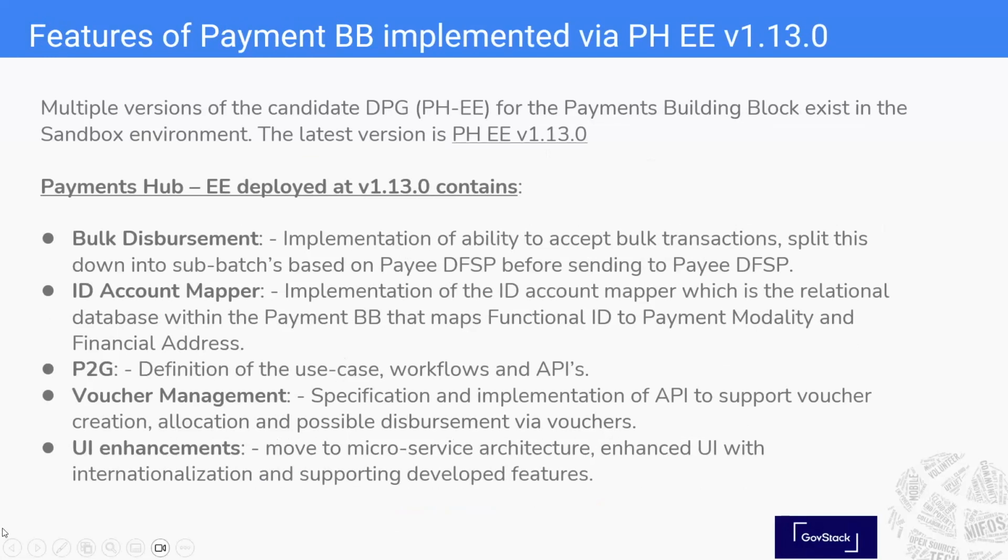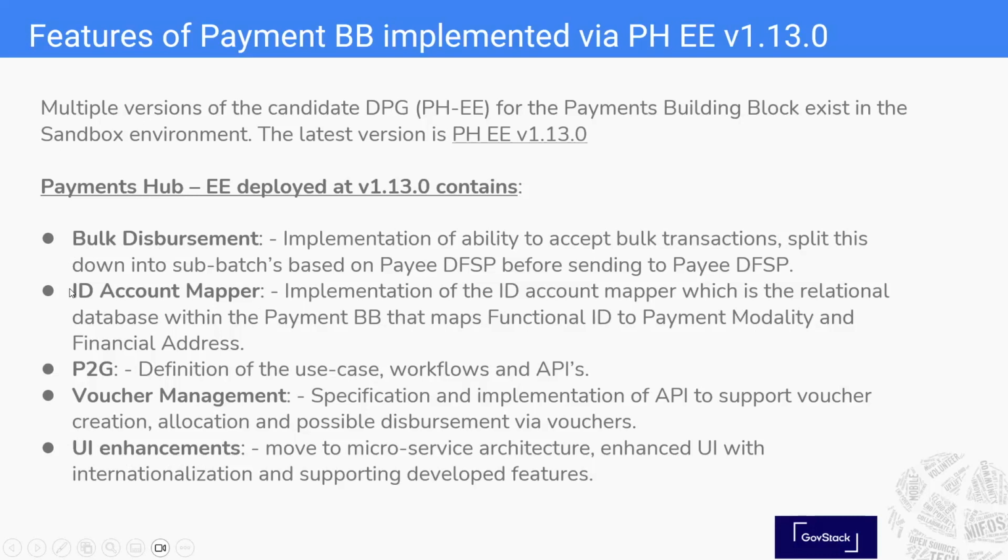All right, so as I already told you, we have several versions already existing for Payment Hub, but the latest one on which all these requirements have been implemented is version 1.13.0. And basically, these are the additional implementations that we have done over it. We now have additional modules and services related to bulk disbursement. This not only allows getting bulk batches uploaded, it breaks them into sub batches, then sends them to specific DFSPs and gets status updates from them.